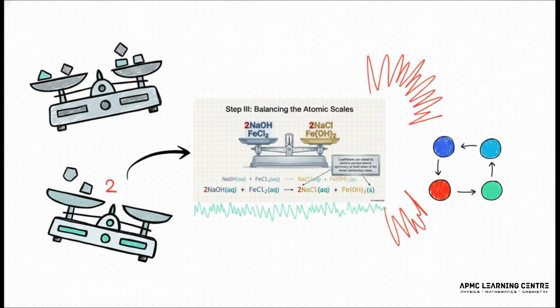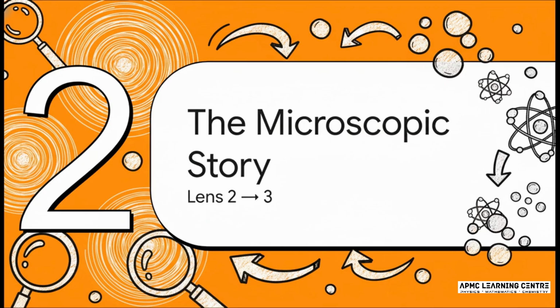Okay, next up, we gotta balance the atomic scales. There's a fundamental law in the universe that says you can't just create or destroy atoms in a reaction, you can only rearrange them. So we add these big numbers out front, like the 2's here. They're called coefficients, and their entire job is to make sure we have the exact same number of each atom on both sides. And just like that, the scales are perfectly balanced. And there we go. We now have a complete, balanced chemical equation. That's our standard view, our second lens.